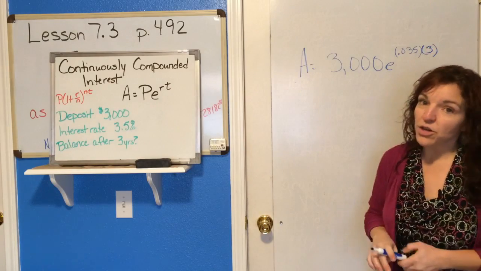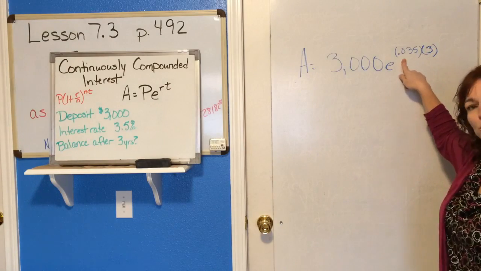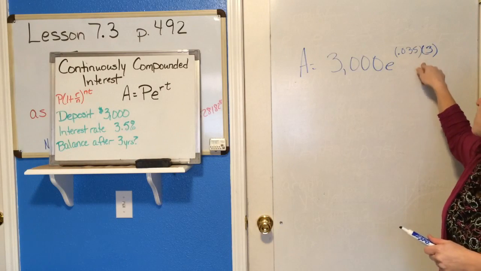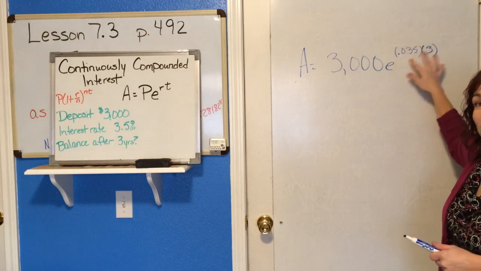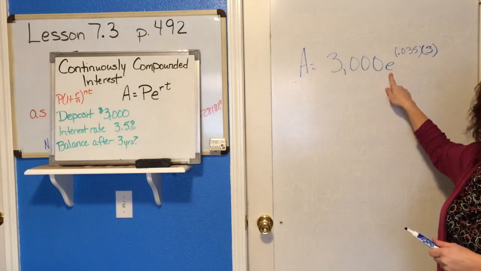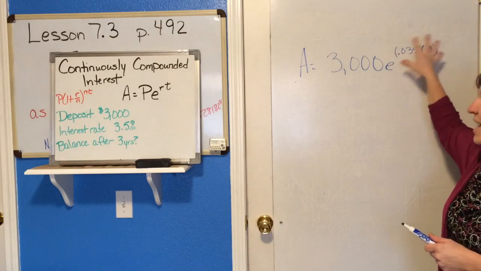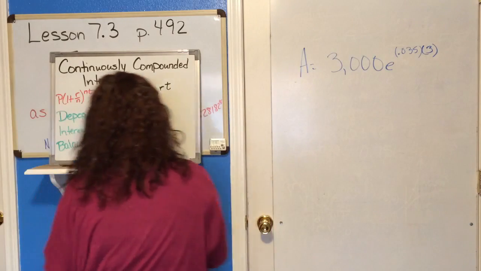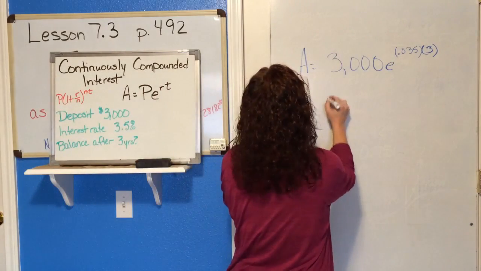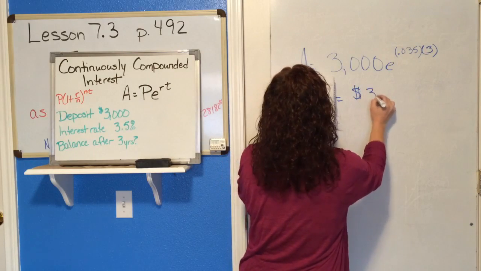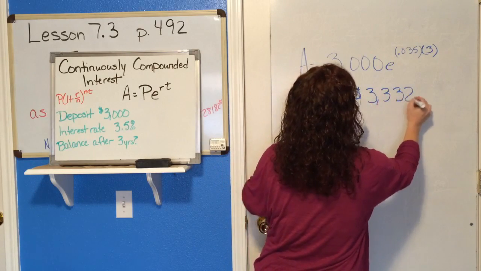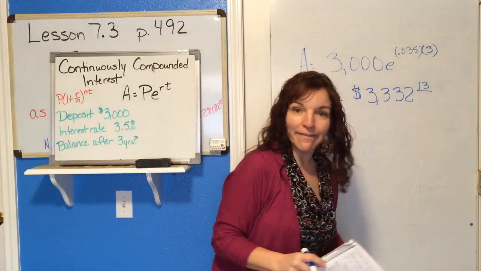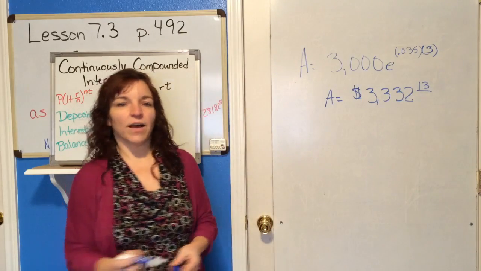So put into your calculator 0.035. Go ahead and do it right now and see if you get the same answer that I did. 0.035 times 3. Take that answer and press your e to the x button. Take that answer times 3,000. And you should end up with $3,332.13. That's rounded to the nearest penny, obviously, because we don't have portions of pennies in the U.S.